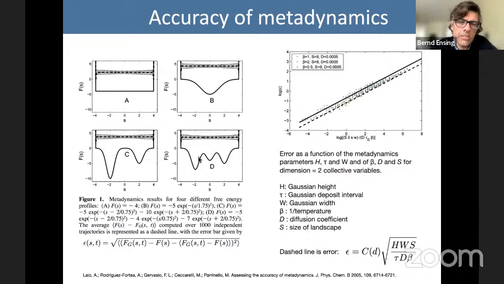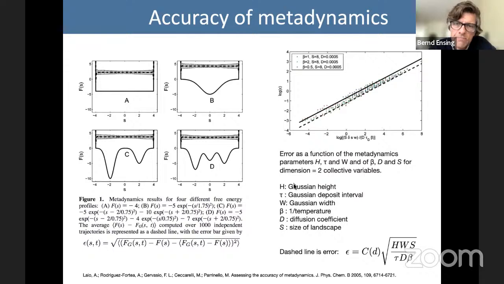And so, in fact, also in the exercises, we'll use this approach. And the nice thing is that they could really see how the error in the estimation of the free energy landscape scales with the parameters of the system. And actually these parameters, these H, W, S, tau, D, and beta that you see here, 3 of them are parameters that you have to set for metadynamics, and 3 of them are parameters in your molecular system, right?